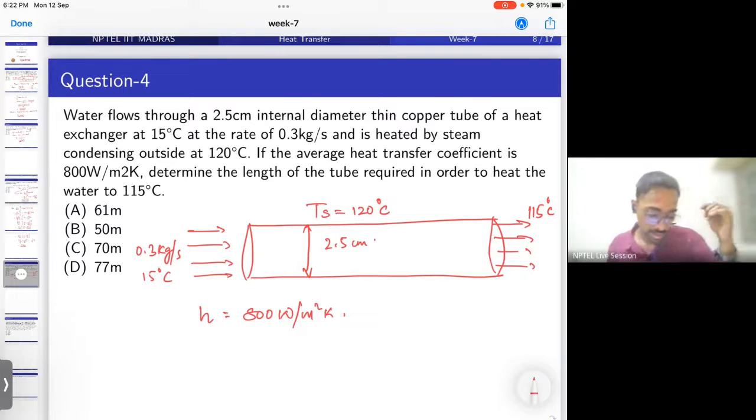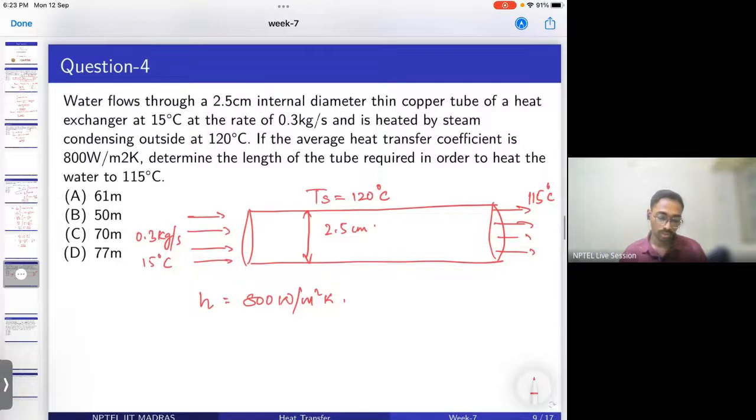So as I mentioned, this is the second case. The first case, the first question we discussed, is when it is subjected to a heat flux condition. Now it is subjected to a constant temperature condition. How we proceed, the governing equations and all, are discussed in the lecture. I'm not going into that. I'm just taking the final results to solve this question.